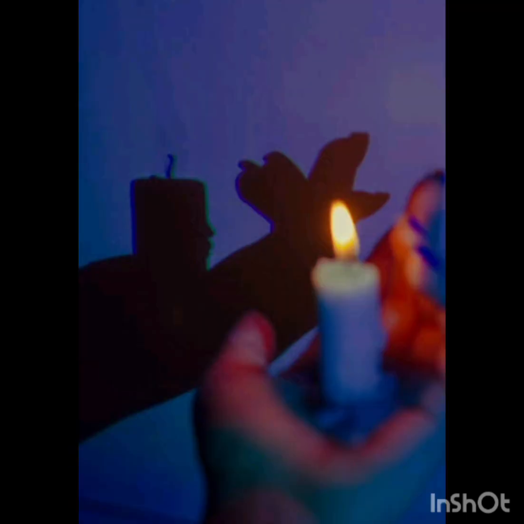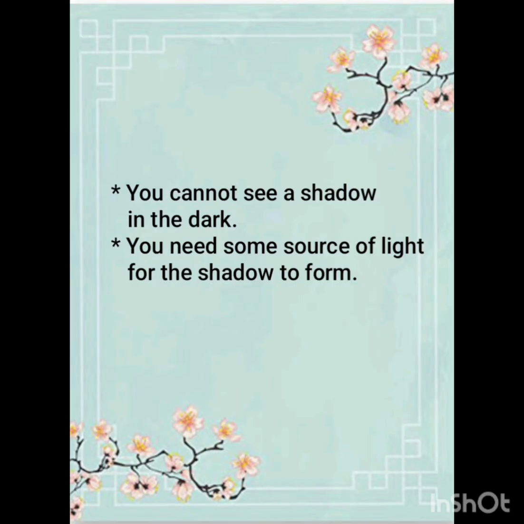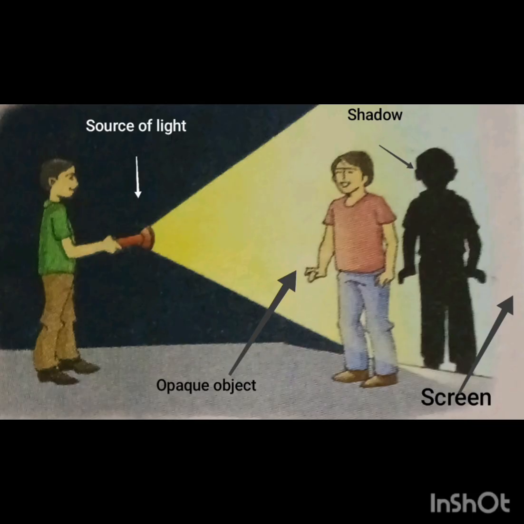Light a candle in a dark room and hold your hand against the candle. You will see the shadow of your hand formed on the wall, opposite to the light. You cannot see a shadow in the dark. You need some source of light for the shadow to form.